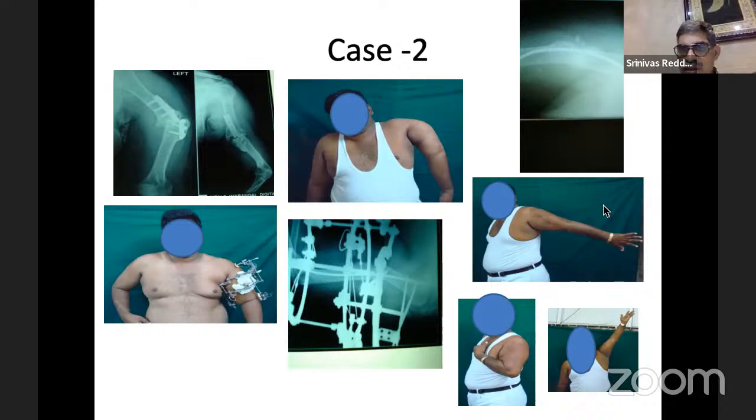And this is the range of motion. It's a very obese person, and the dissection and the exposure also became very difficult. Deep tissues were there. You had to go to a very deep level of dissection, and this is the range of motion. Next.